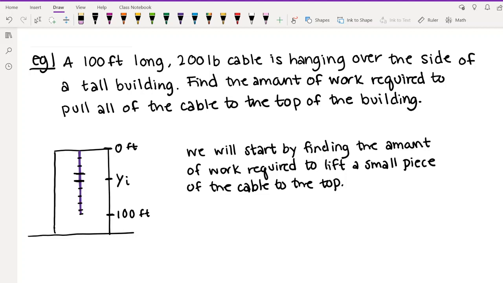It's just some piece of the cable. Okay, so we're saying that this piece is at a height of yi. There's one other thing we want to put in here, which is, let's say that the length of this little piece of cable is delta y, right? Because if we're calling this the y-axis, well, that means that a change in the y-axis, we can refer to as delta y. So the thickness or the length of that little snippet of the cable is delta y.